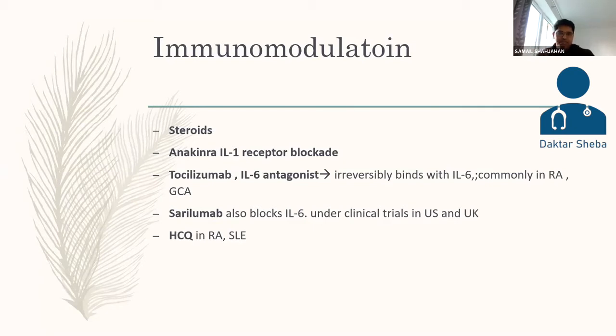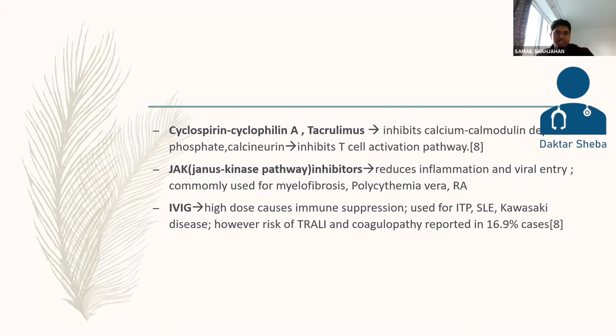We can use interleukin blockers like anakinra, which is now in a clinical trial with us, tocilizumab, which is already in a clinical trial, sarilumab, hydroxychloroquine, cyclosporine, tacrolimus, which is a transplant drug, then IVIG, kinase pathway inhibitors and all that. Basically all these drugs are used in autoimmune disease or immune complex disorders, and they are proven to be very effective in controlling the immune response. However, COVID is still, you know, debatable.